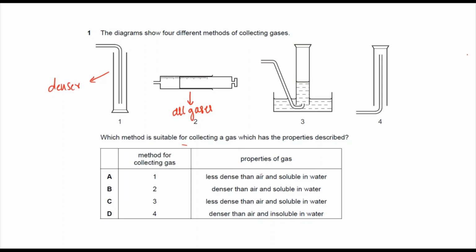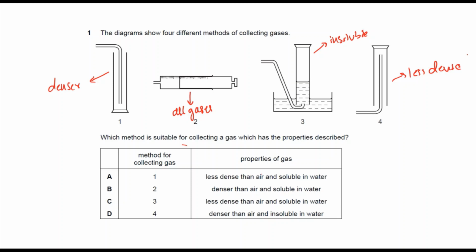And the third method is displacement over water, and this can be used for gases which are insoluble in water. The fourth method is basically the upward delivery of a gas or downward displacement of air and can be used for gases which are less dense than air. So now let's dive into the options.